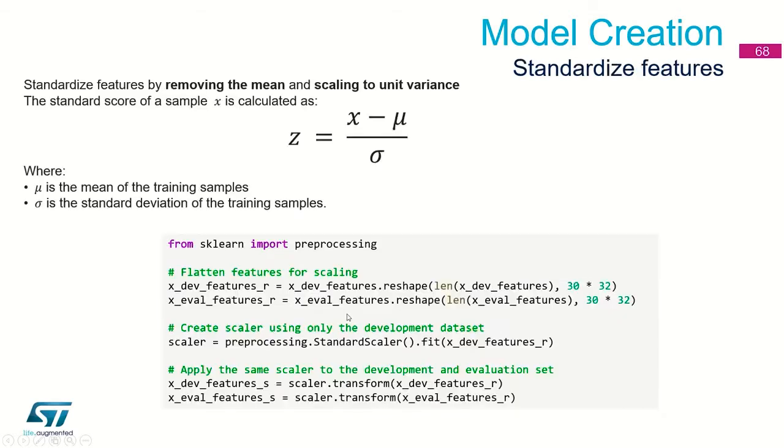The next technical step is standardization. This is a mathematical operation. The goal is to remove the mean and scale the input data to unit variance. Why? Because we want to avoid saturation during MCU data processing. So that is the standardizing of the data.